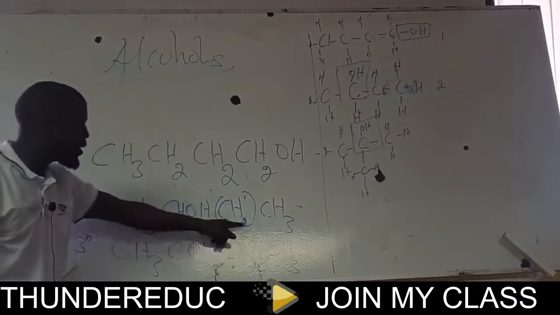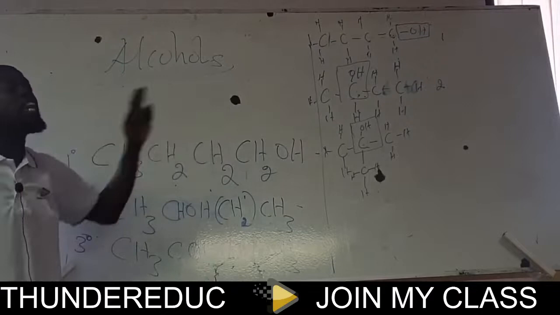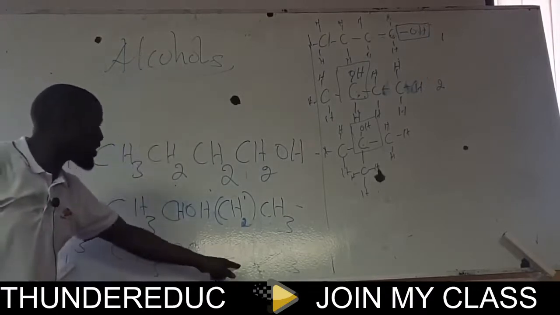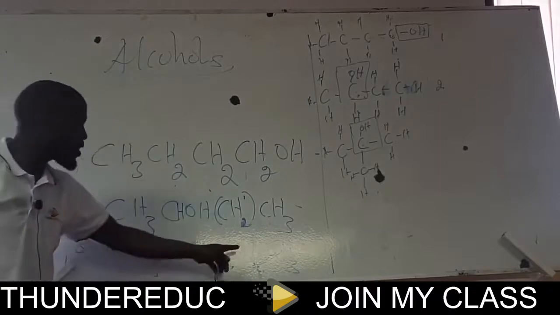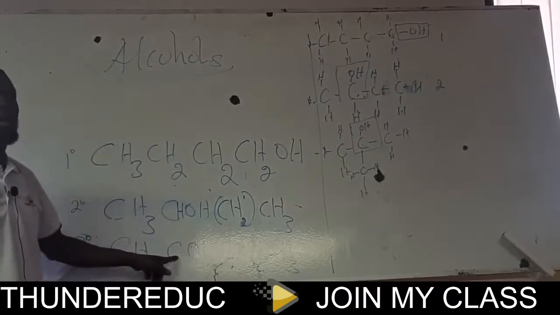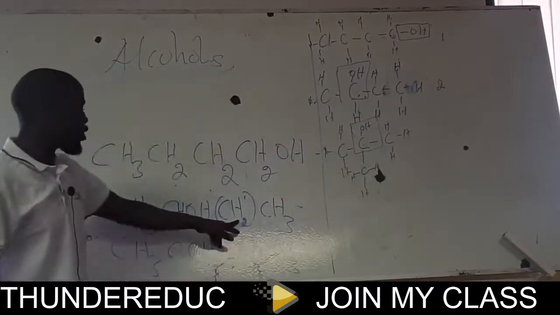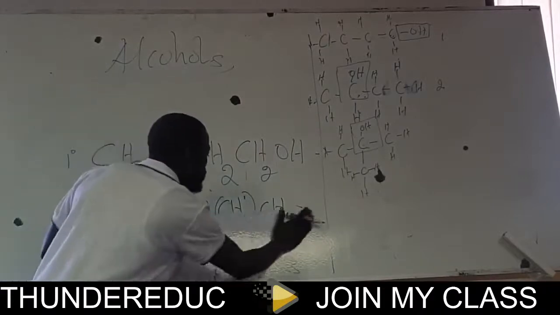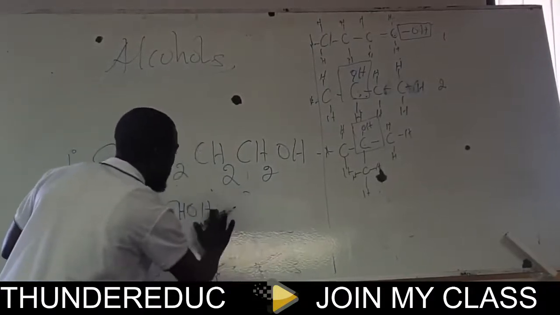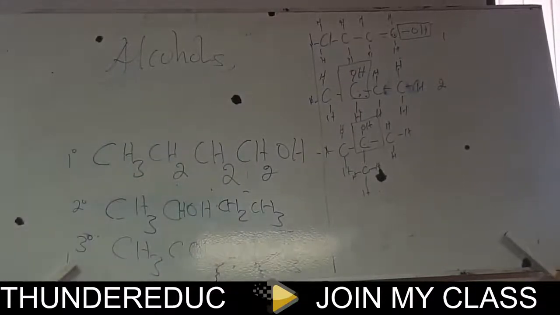Because of this, if it has two hydrogens, it means that it has two extensions. But if it has three hydrogens, it only has one extension, because it's supposed to be with the four. So it is attached here. This one is just an extension. So I can also write it another way. How do I write it? I can just say CH2, CH3. It's the same thing. You understand? It's the same thing.